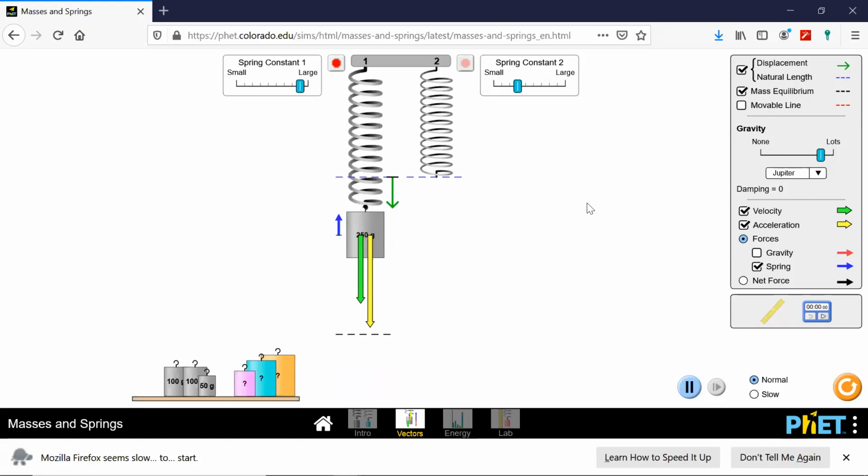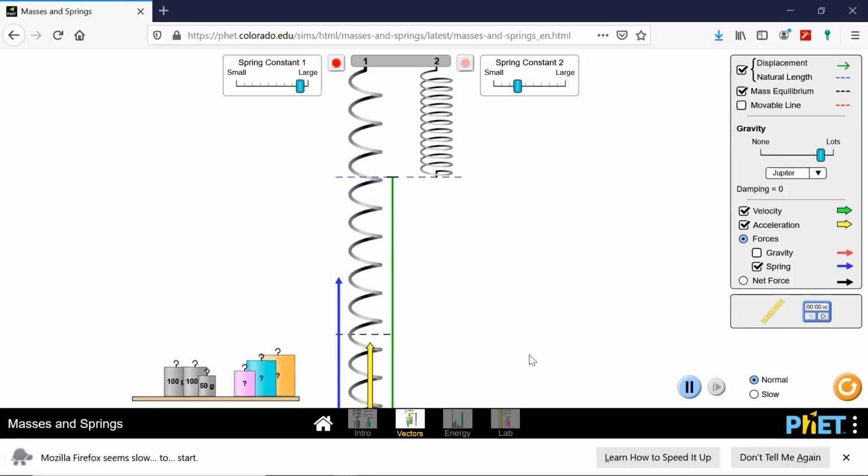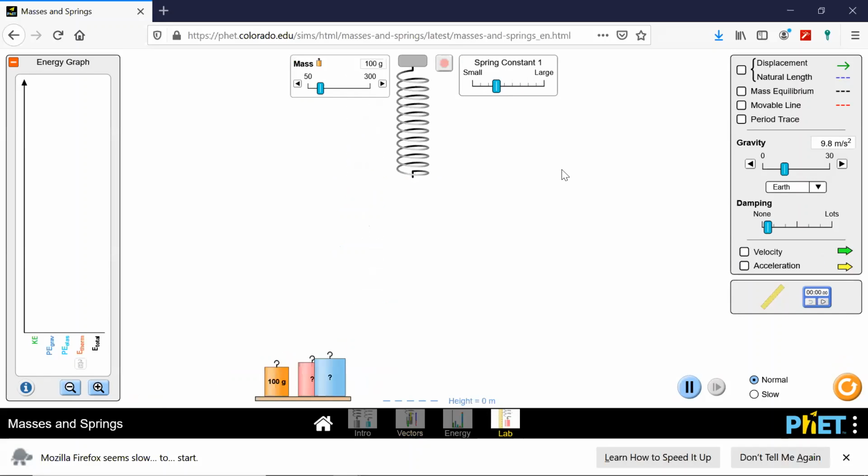Now, part 3. Are there any questions before we start part 3 live? Okay, part 3. Check boxes at the top right corner for natural length and equilibrium position. Natural length, yes, mass equilibrium. Select ruler and stopwatch for linear and time measure respectively.